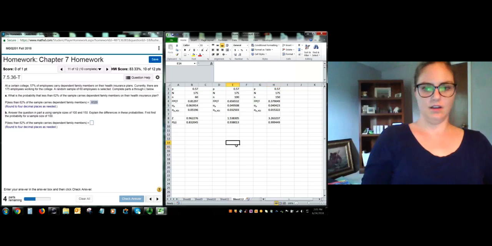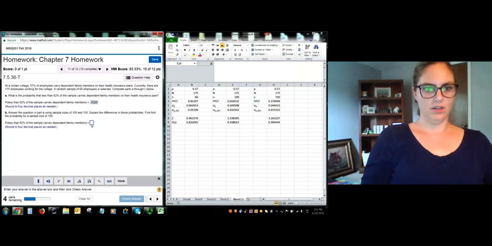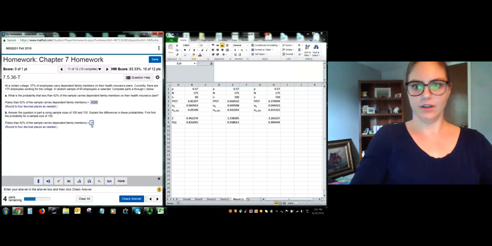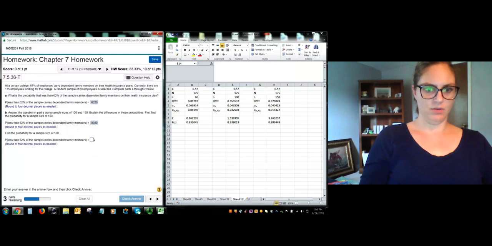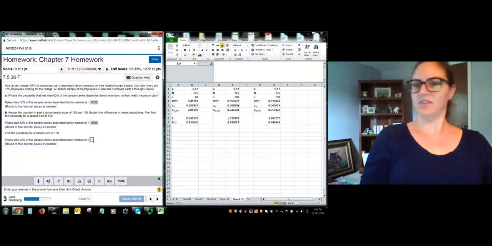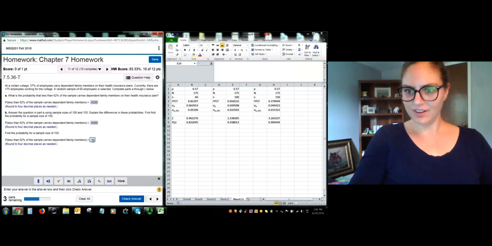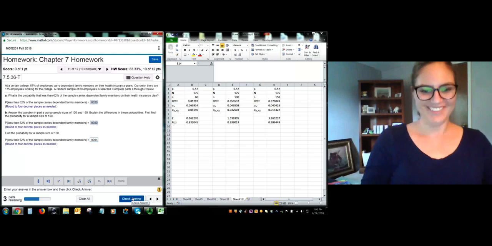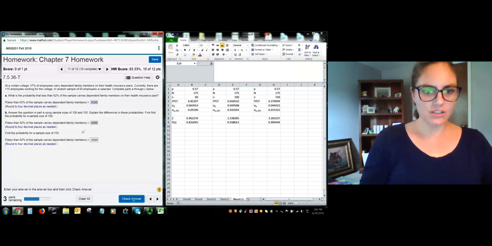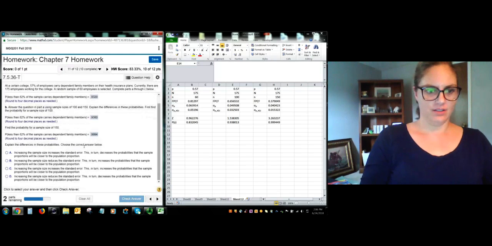The probability for a size of 100 is now closer to 0.9380. It's the beauty of having a beautiful Excel workbook that you will all have for your exams and your quizzes as a result of doing this homework. Okay, check this answer. All right, so let's explain this.